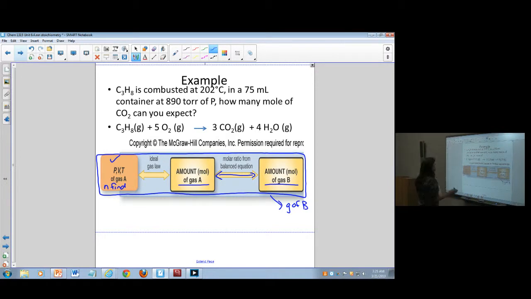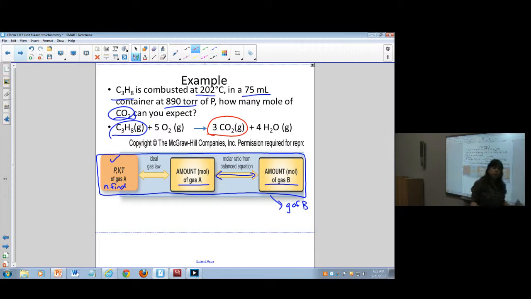So in this case we have propane, C3H8. It's combusted at some temperature and some volume and at some pressure. The question is, how many moles of CO2 can you get? Well, we know about this, and we want to know about this. Typically, you'll need to be able to balance an equation, or at least check and make sure you have an equation, and the equation is balanced.